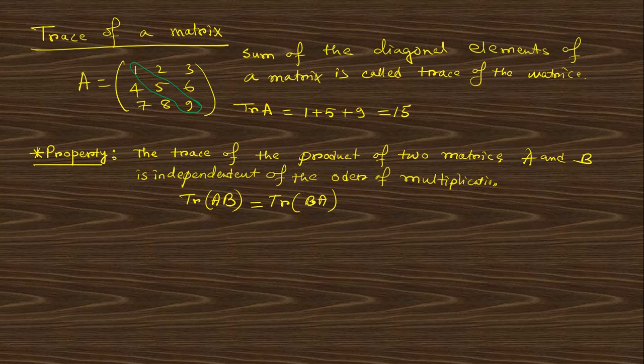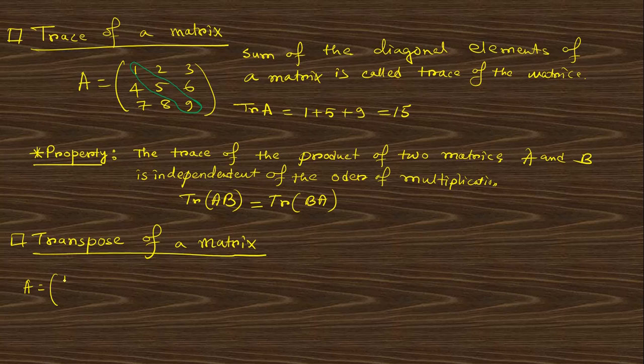Next one is the transpose of a matrix. If this matrix A is written as 1, 2, 3, 4, 5, 6, 7, 8, 9, then A transpose is written as A T, or sometimes as A prime, or sometimes with another symbol. Okay, these are the notations.